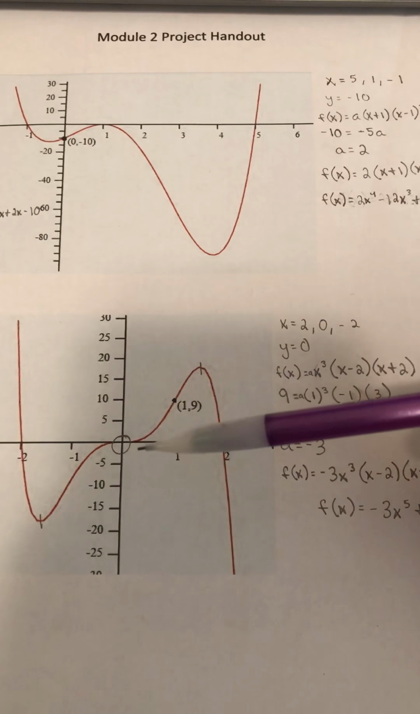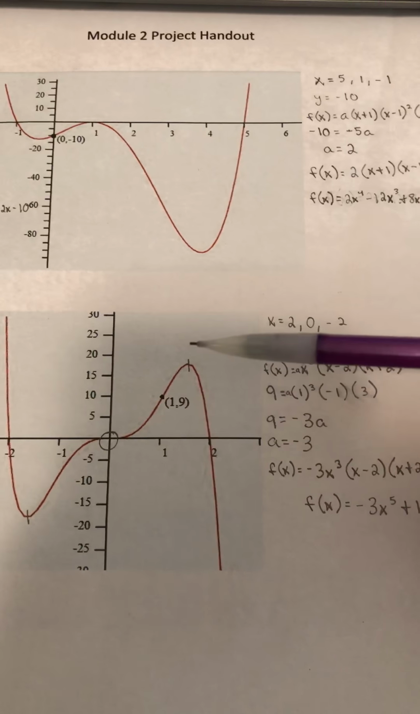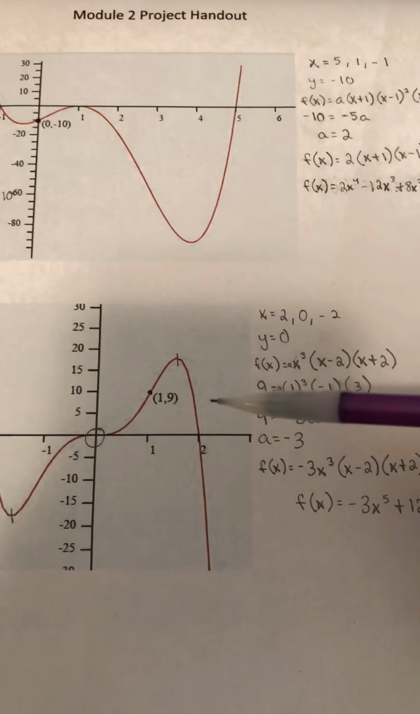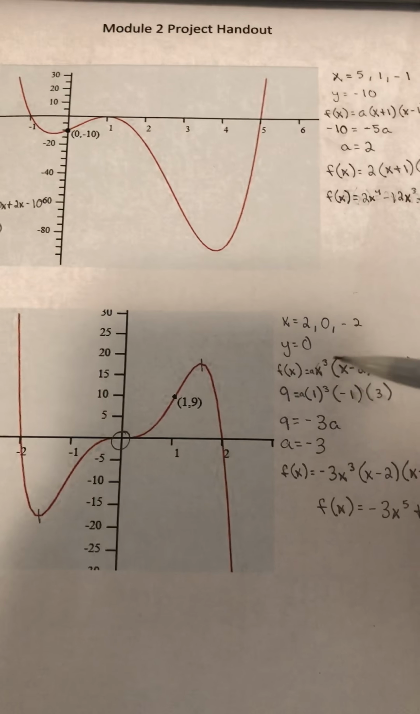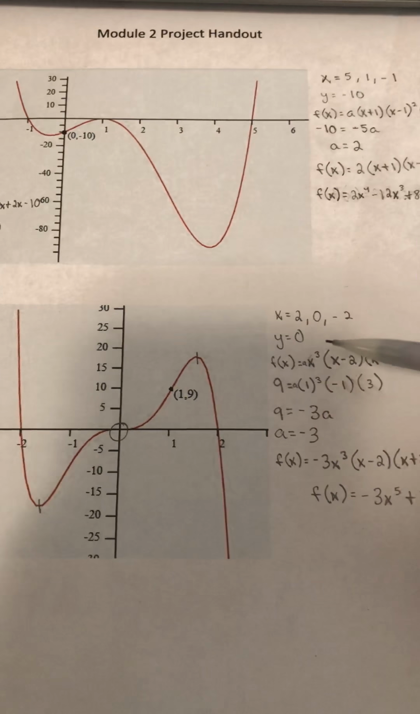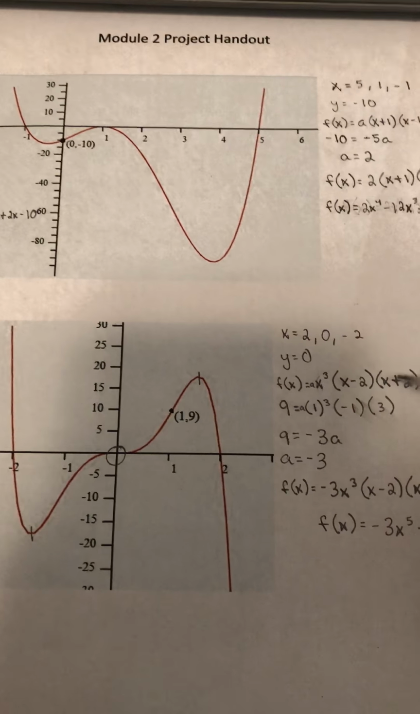So here you have an x of 0, but as you can see, the graph kind of levels off before it goes up again, which tells you that it is an odd multiplicity. So since it's 0, I didn't need any parentheses, so I made it x cubed. Then we have our normal x minus 2 and x plus 2.